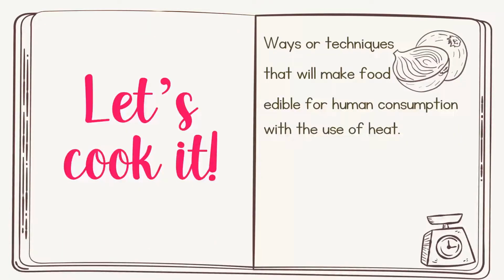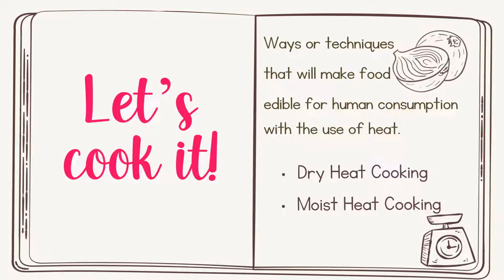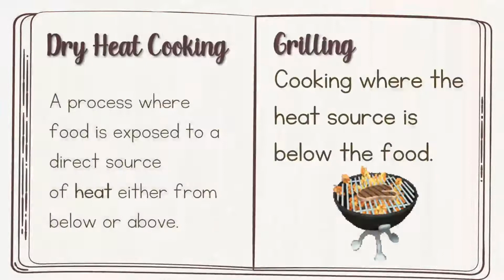Let us have the let's cook it. Cooking methods are ways or techniques that will make food edible for human consumption with the use of heat. We have 2 types of cooking methods: the dry heat cooking and the moist heat cooking. Dry heat cooking is a process where food is exposed to a direct source of heat, either from below or above the food.